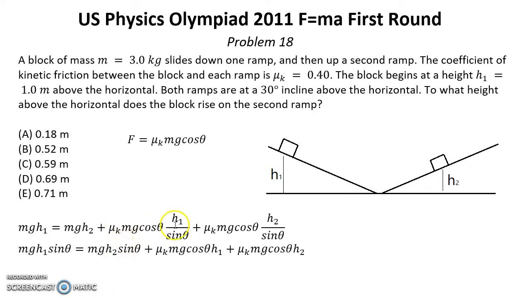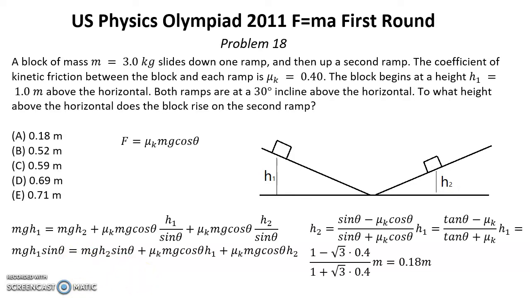We can rewrite this equation in this form, and from here find what is h2. Finally, we have h2 equal this expression, and after simplification and putting numbers, we will get 0.18 meters, which is answer A.